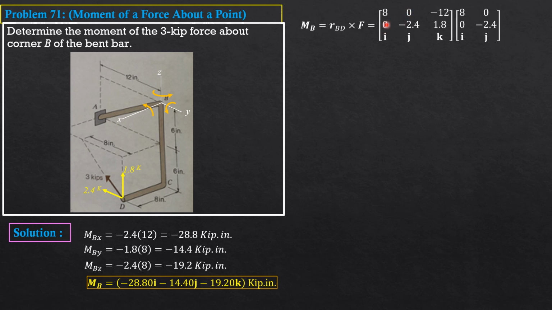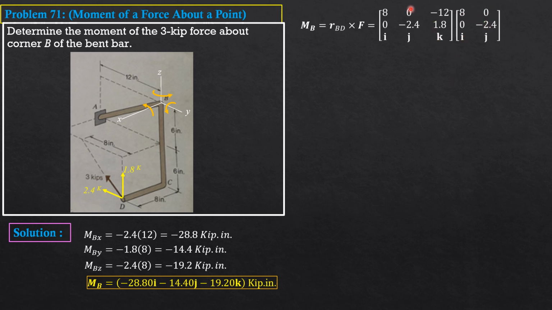Then these are the components of the force. No X component. The Y component is negative 2.4. The Z component is positive 1.8. It's upward. Then the unit vectors copy the elements of the first two columns.